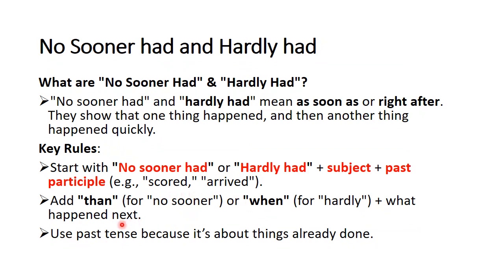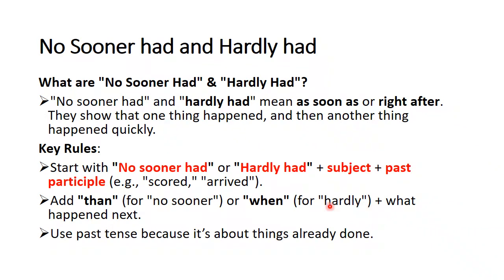You have to use past tense because when you're using no sooner had or hardly had, you are referring to something that happened in the past. It's not about something that is happening or that is in the future. Always, it is something that has happened already. So the tense for the entire sentence has to show that it is referring to the past. Even for the second action, what happened next, it has to be in past tense to refer to what happened in the past.